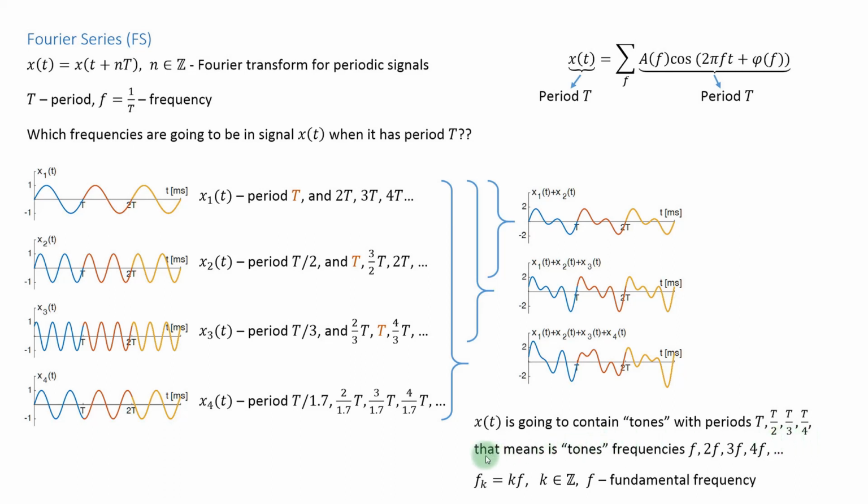That means that my signal is going to contain pure tones with frequencies f, 2f, 3f, 4f, and so on. My signal is going to contain frequencies which are the integer multiple of the fundamental frequency. So here I have the answer to my question, which frequencies are going to be in the signal which has the period of T. This signal is going to have the frequencies which are the integer multiple of its fundamental frequency.